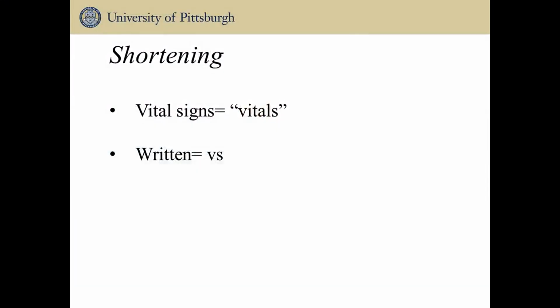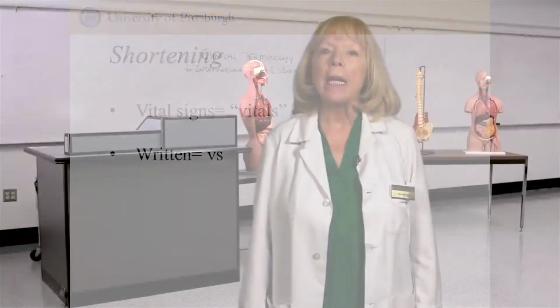Let's examine how an abbreviation is formed by shortening. I will use examples that will be presented again in the weekly interactive learning modules. The term vital signs refers to the assessment of body temperature, pulse, respirations, and blood pressure. Doctors and nurses commonly shorten the words vital signs to the abbreviation vitals. They shorten the phrase even more when it is written using lowercase vs. In this course, you will be learning about many other terms which are abbreviated by shortening.